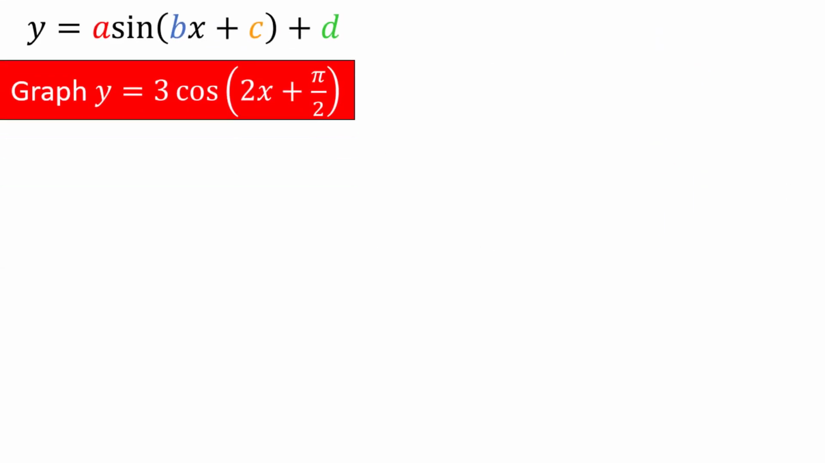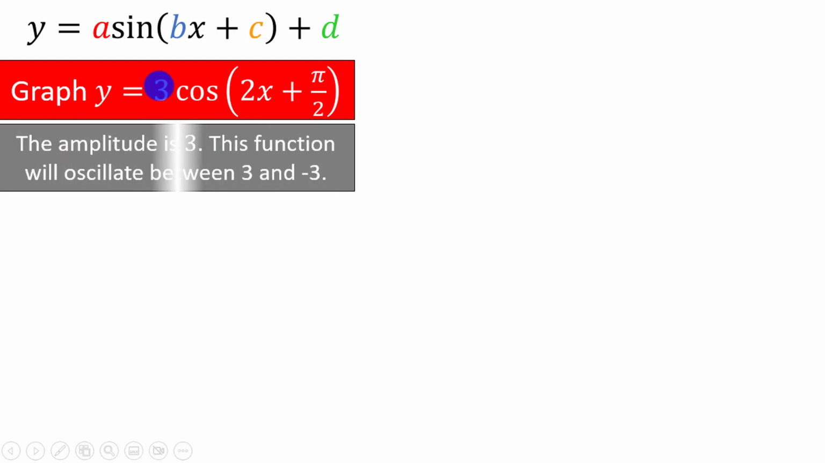Okay, let's look at one final problem. We have y equals 3 times cosine of 2x plus pi over 2. In this case, we have a value for a multiplying the function, which represents a change in amplitude. We have a value for b, which represents a change in period, and we also have a value for c, which represents a phase shift, either to the left or to the right.